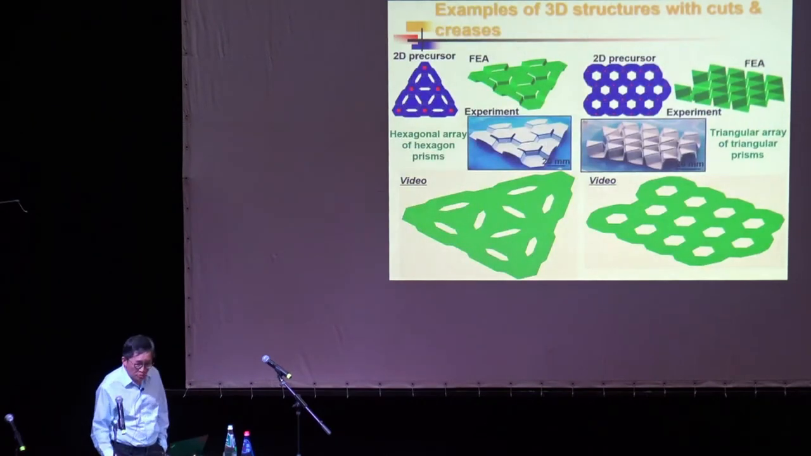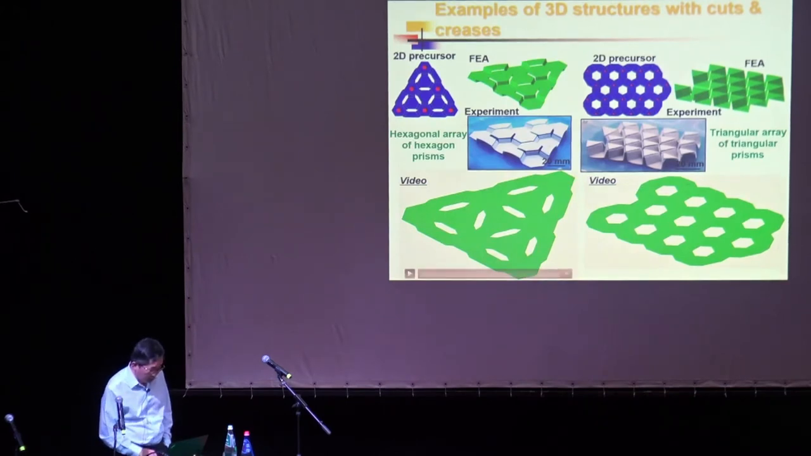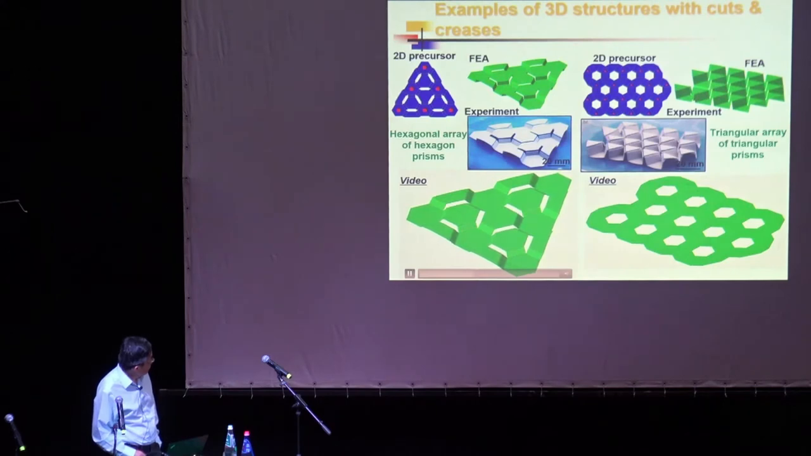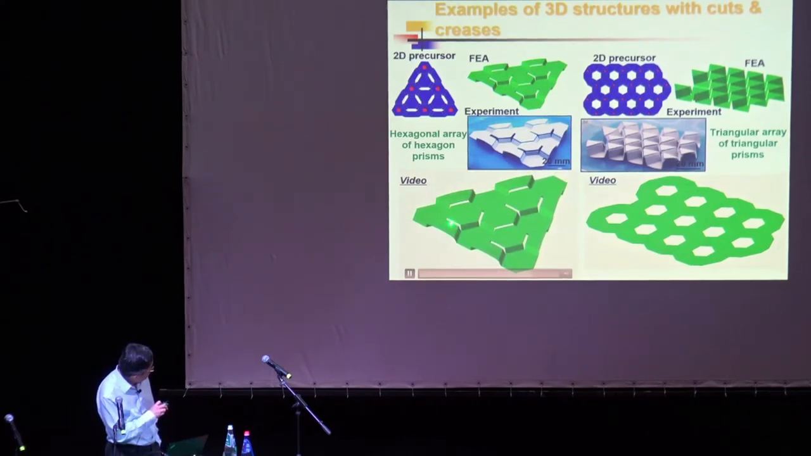So let me use these two pictures to illustrate. And this is what kind of shape it produces. So in this picture here, you can see some cuts, some ribbons here, and some film. And let's see the formation process. It shrinks to go from 2D to 3D. And you can fill up those gaps. So this is the final shape predicted by the theory, and this is the actual experiment.